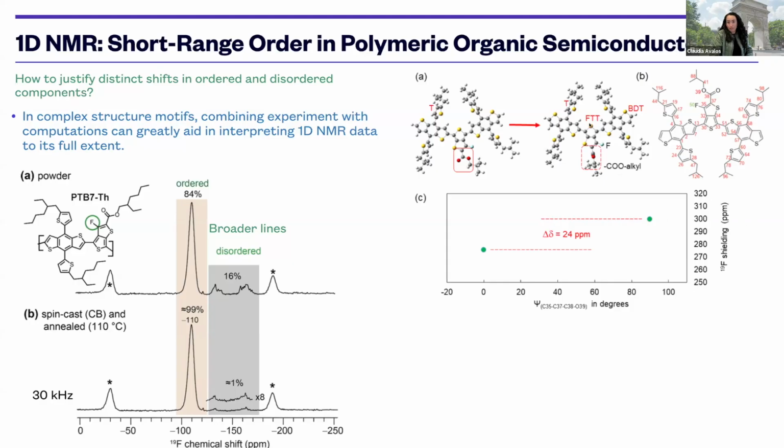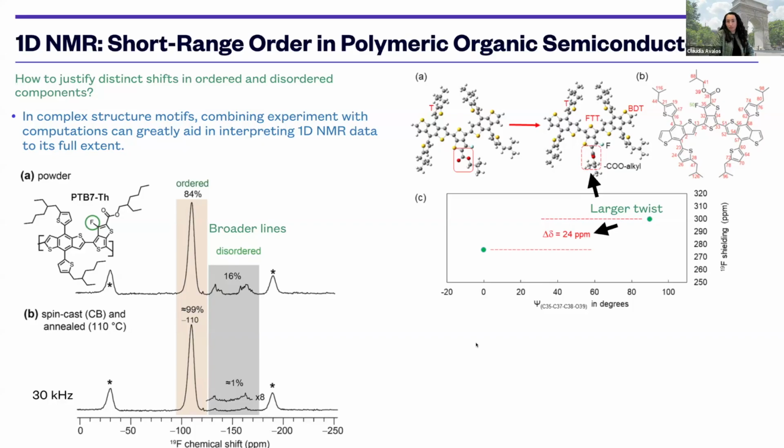And they see that, depending on how they organize the dihedral angles, they'll have a difference in the chemical shifts on the order of 24 ppm. And they use that as a means of justifying that if you have a slightly less planar or more disordered system on this section of the chain, then you have a significant shift, which can explain the shifts that they see here, right?